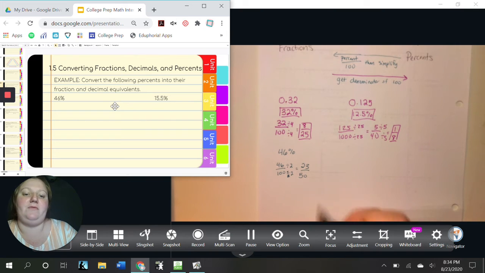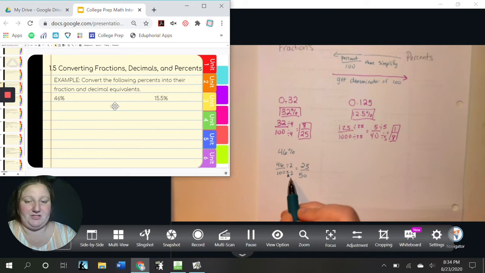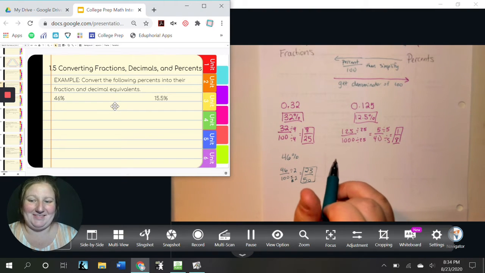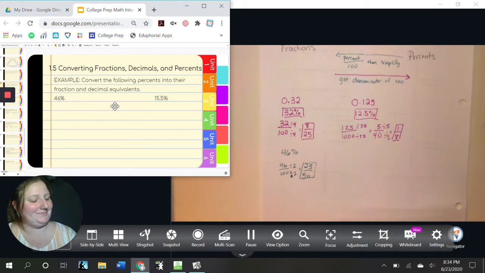And then 23 and 50 don't have any factors in common, so it turns out 2 was the greatest common factor. So sometimes it works out nicely like that, and I don't have to do extra math. So we have the fraction. We also need the decimal.